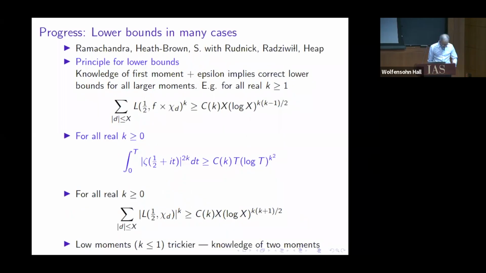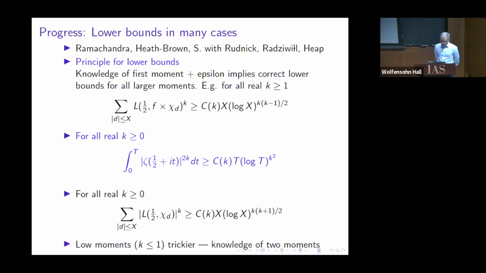So those are the problems connected to moments. Let me briefly say something about what progress has been made. In many, many situations, we know lower bounds of the right order of magnitude. This started with work of Ramachandra and Heath-Brown already in the early 80s, or maybe late 70s, for the Zeta function. And then I had worked with Zeev Rudnick in families, and then also with Max. And the latest version of it is work with Heap, Winston Heap.